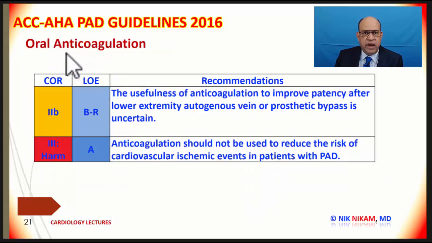Now let's talk about oral anticoagulation. The usefulness of anticoagulation to improve patency after lower extremity autogenous vein or prosthetic bypass is uncertain. That is, if a patient has undergone aortofemoral or femoropopliteal bypass using an autogenous vein or a prosthetic bypass, there is no data to suggest that anticoagulation is going to help these patients. Similarly, anticoagulation should not be used to reduce the risk of cardiovascular ischemic events in patients with peripheral arterial disease.